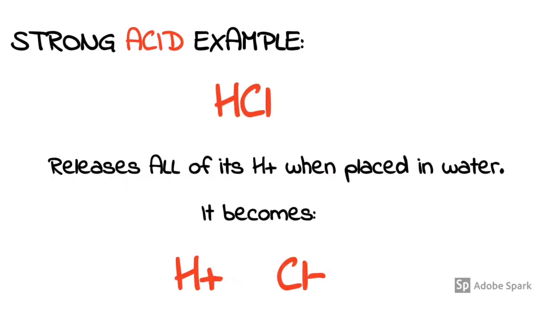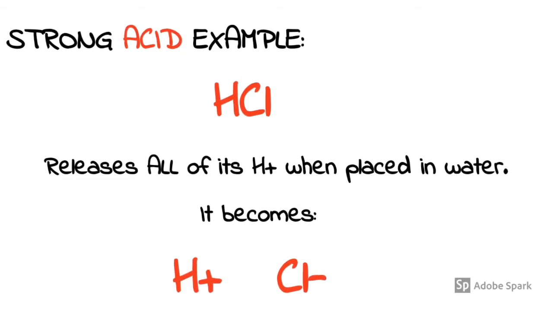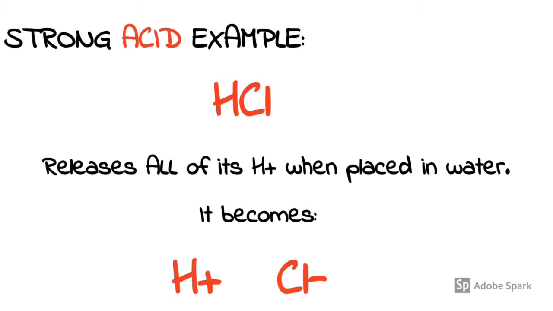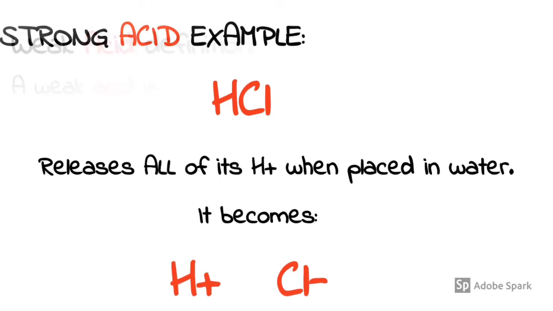A strong acid example, we have some hydrochloric acid, HCl, and it will release all of its hydrogen ions when placed in water. So it becomes H+ and Cl-. Instead of being a molecule, they are now separate ions. Positive ions and negative ions.